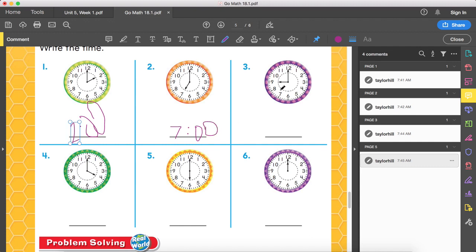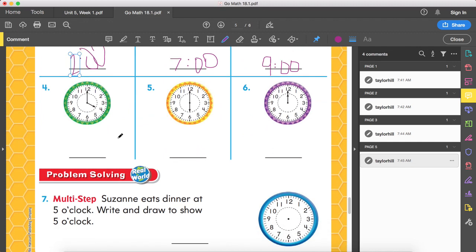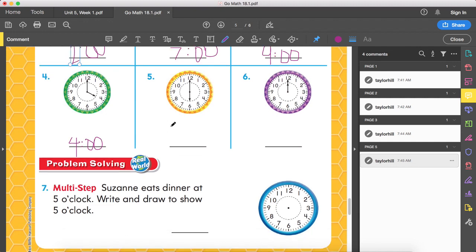Number 3, the hour hand is pointing to what? The 9, so that makes it 9 o'clock. Number 4, let's look at number 4. The hour hand is pointing to the 4. The minute hand is pointing to the 12, so that makes it 4 o'clock. Number 5. The hour hand is pointing to the 6. The minute hand is pointing to the 12, so that makes it 6 o'clock.